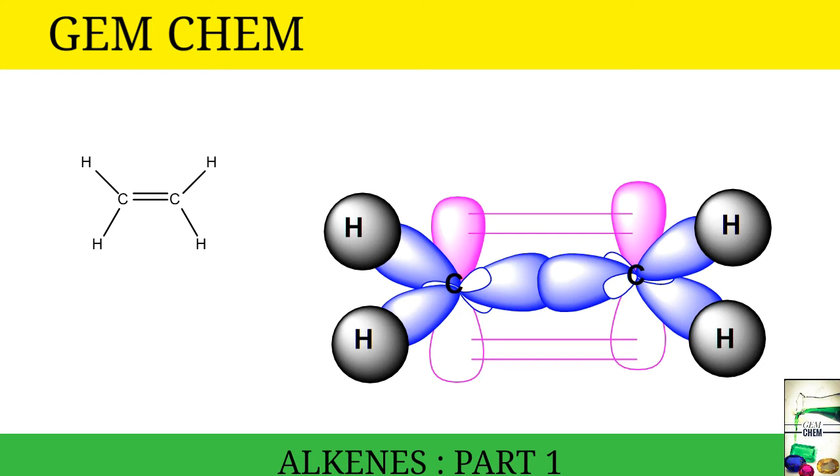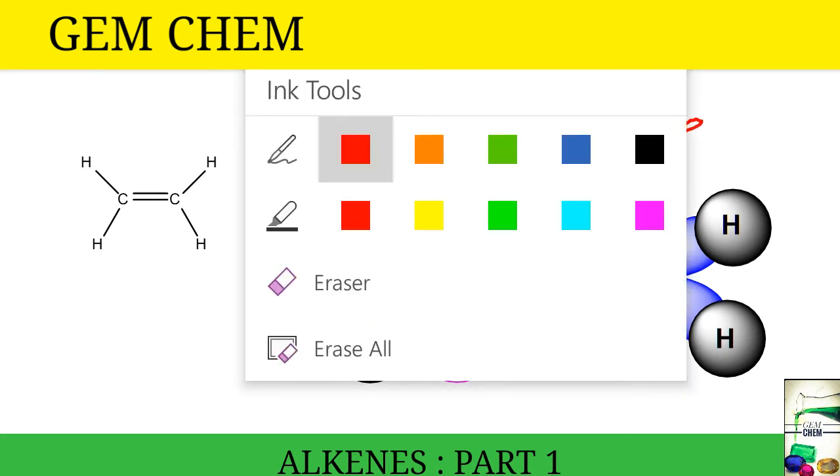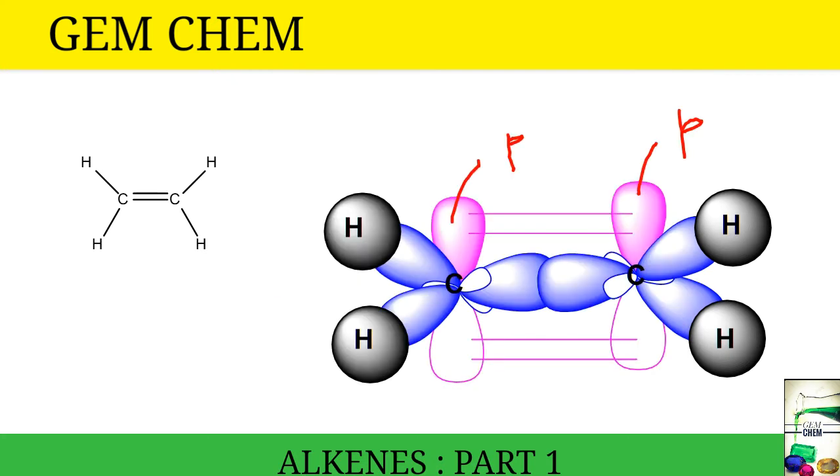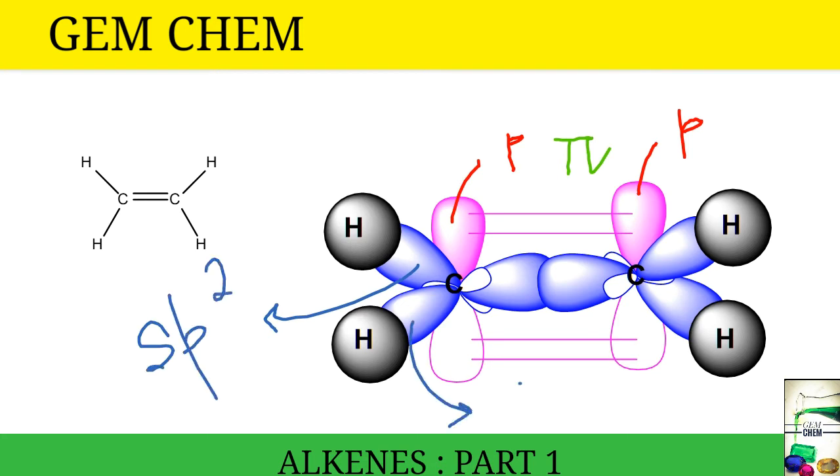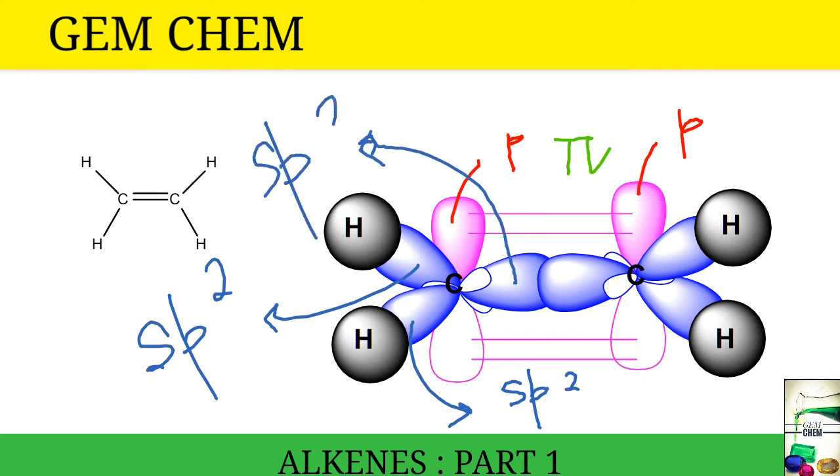Now see this one. Again I am telling you, this is a p orbital and this is also a p orbital. These two p orbitals overlap to form the pi bond. Okay, and there are three sp2 hybridized orbitals, that is this one sp2, this one sp2, and this one is also sp2. So these three orbitals are hybridized orbitals.